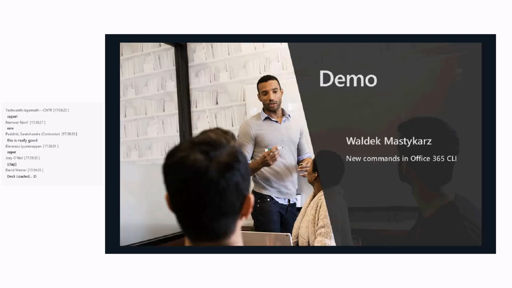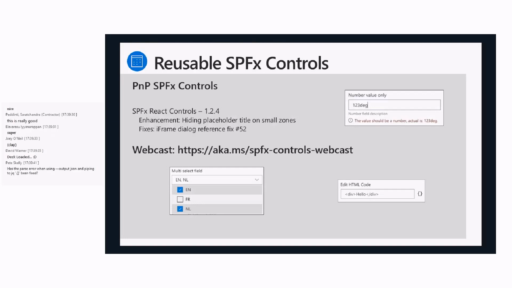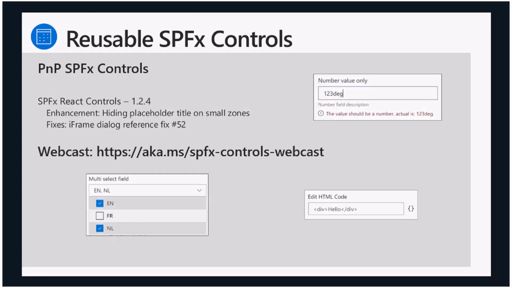Now, on the demo side, what I wanted to do, we still have 20 minutes. SharePoint Framework reusable components, not forgetting these ones. So on these, there's a new version 1.2.4, which is out, and this is around enhancements on hiding the placeholder title on small zones. So if you are really in a small zone or in a responsive or smaller device, it will actually hide the title in the same way as the out-of-the-box web part. And then there are fixes on the iframe dialog handling.